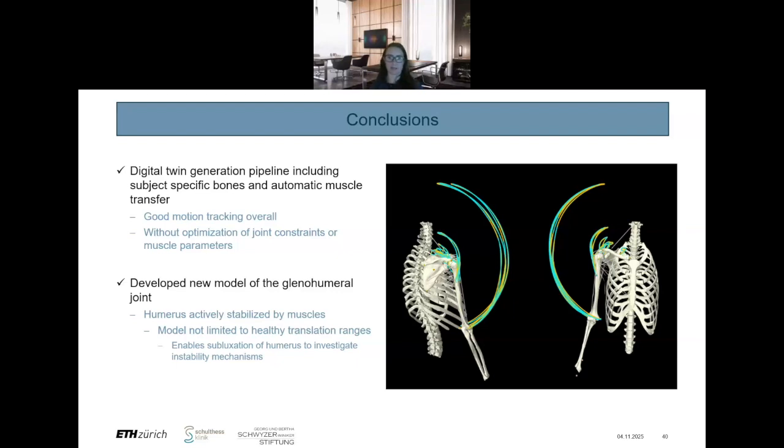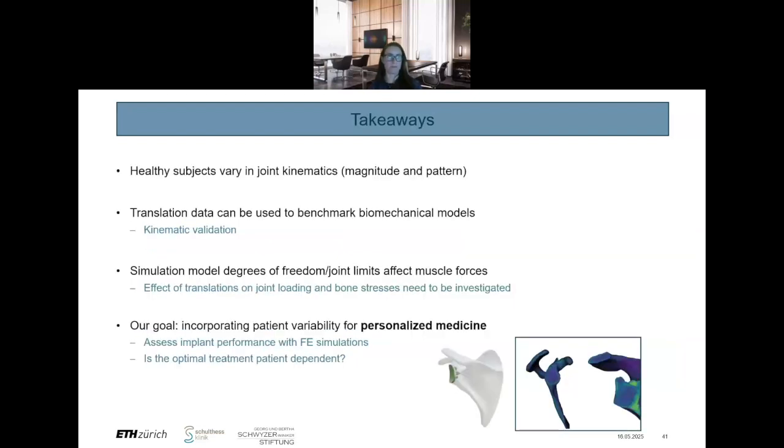So I haven't tested this, but I've seen it in some simulations where something was off and then the joint becomes unstable and subluxes, so it has that capacity. And also if we were to target specific muscles and turn them off and overactivate others, then it would also sublux. So this is encouraging for investigating instability cases with this model.